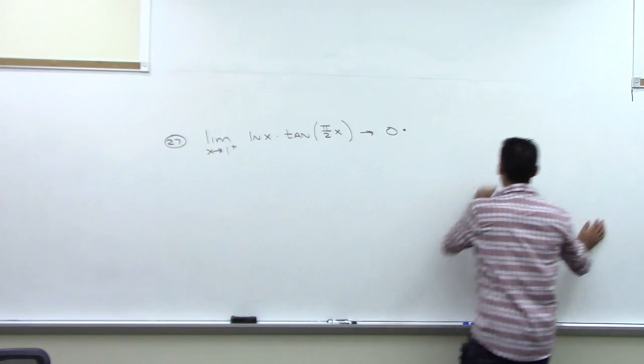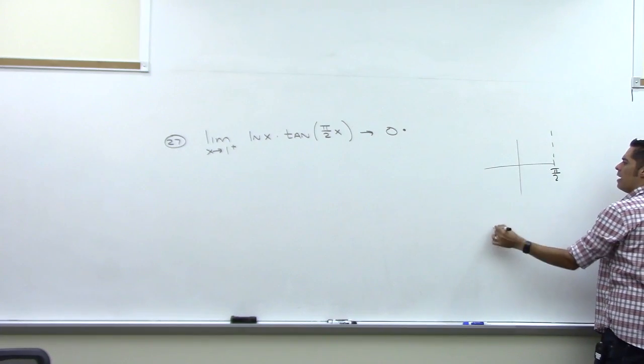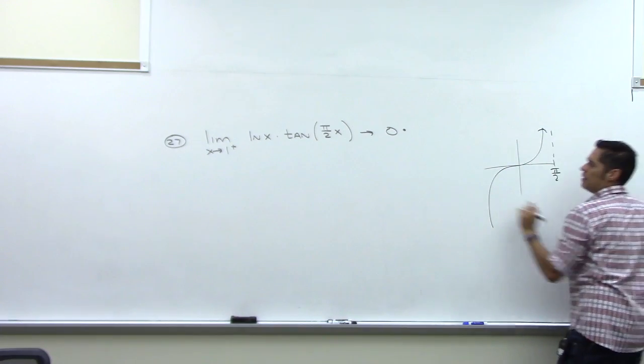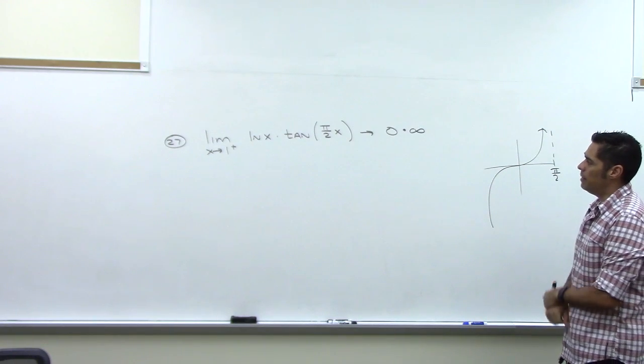Tangent of pi over 2. Here's your tangent function. Here's pi over 2. We have that asymptote. It's headed towards infinity there, so that's infinite. Okay, so I've got to pick one of these and drop it.